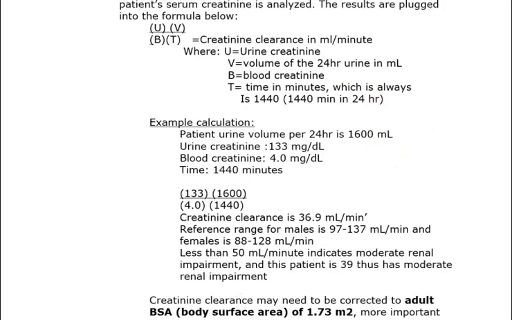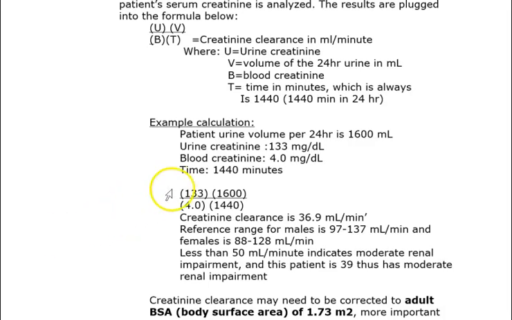So let's look at an example for the creatinine clearance formula. The patient has a 24-hour urine volume of 1,600, a urine creatinine of 130, a blood creatinine of 4, and of course we're going to use 1,440 minutes because that's how many minutes are in a 24-hour period.